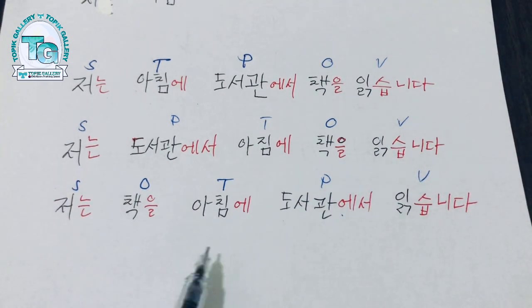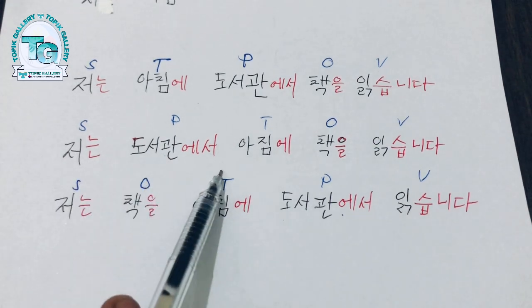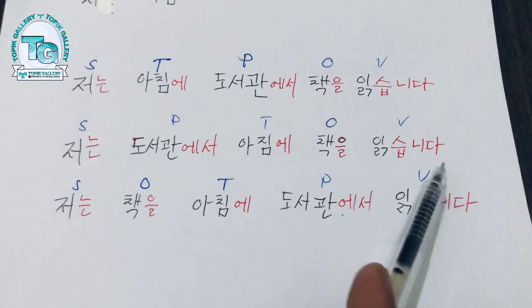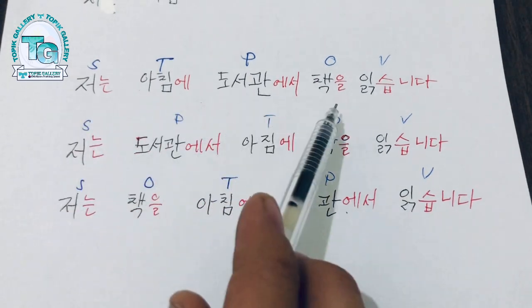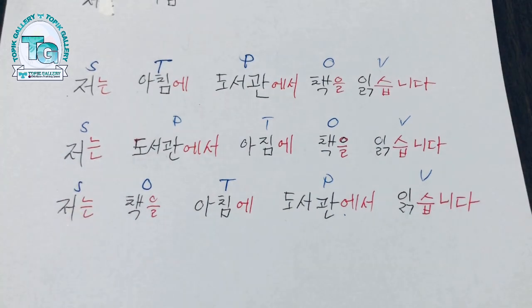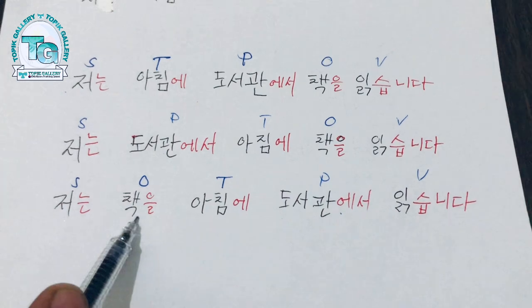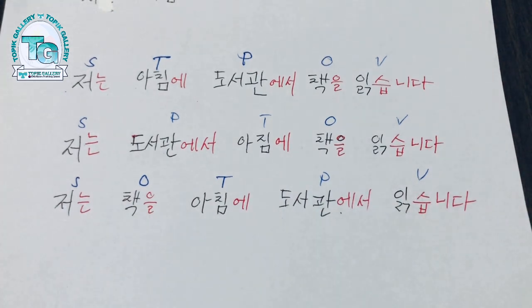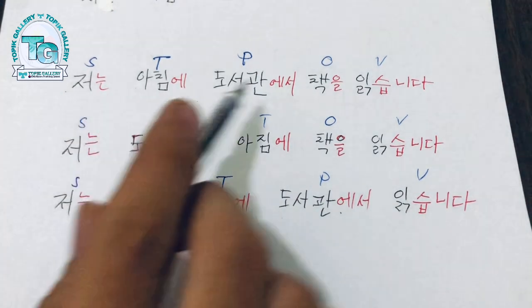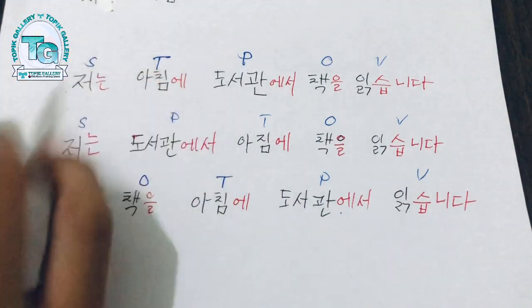So, 저는 책을 아침에 도서관에서 읽습니다. 저는 도서관에서 아침에 책을 읽습니다. And 저는 아침에 도서관에서 책을 읽습니다. You can say using STPOV pattern. You can also say SPTOV pattern and even SOTPV pattern. So what's the difference lang? So if you use STPOV pattern, so this is mainly the standard form. Kumbaga guys, many people, native speakers, they use this sentence pattern na ito.